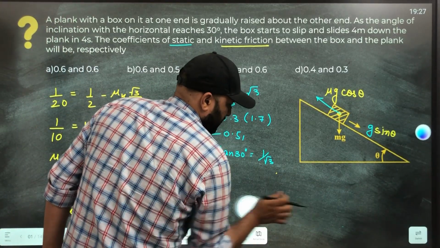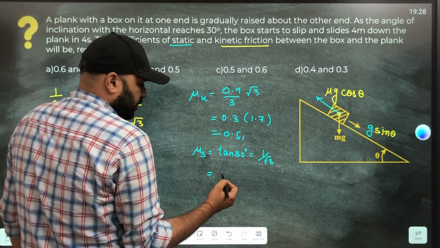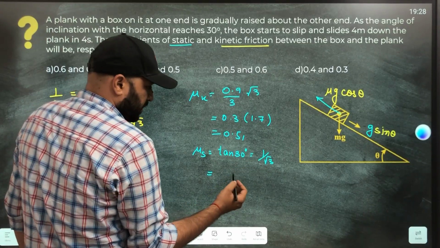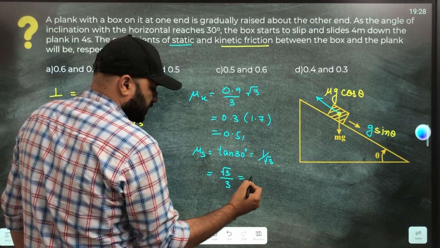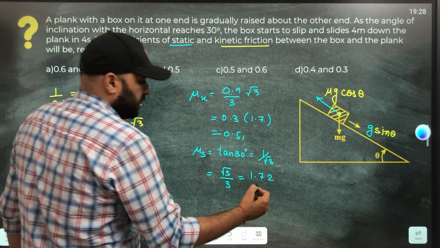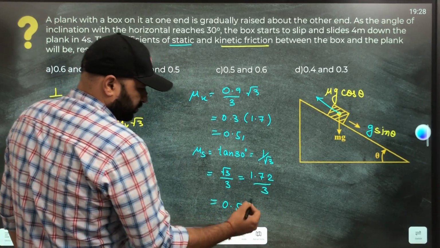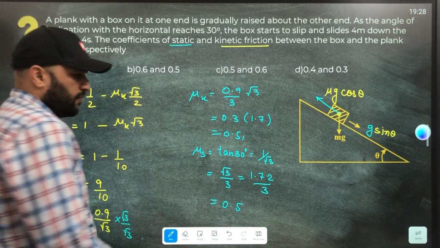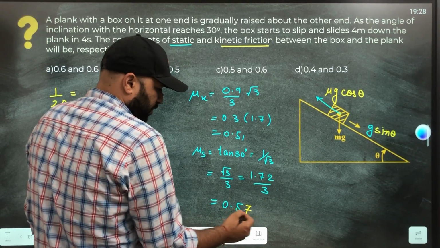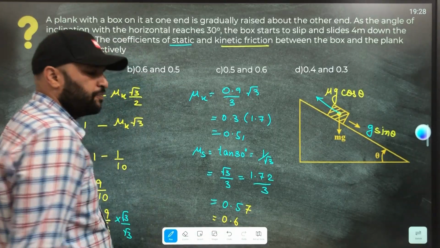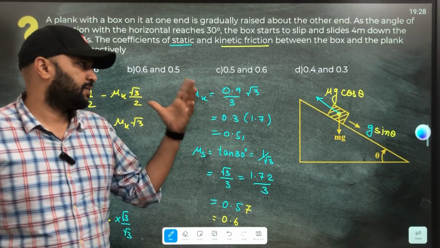So let me just remove this whole thing and let me find it a little more, because 0.5 and 0.6 both are there, right? So this will be equal to how much? It will be equal to root 3 upon 3, and that's 1.72 by 3. So this will give you 0.57, which is 0.6 approximately. Okay, they have taken the round off. So static friction is 0.6, kinetic friction is approximately 0.5.